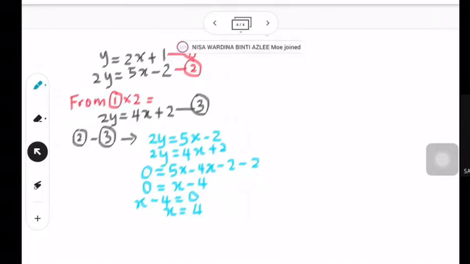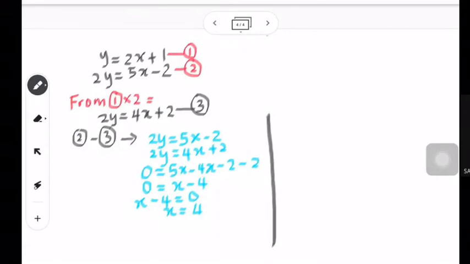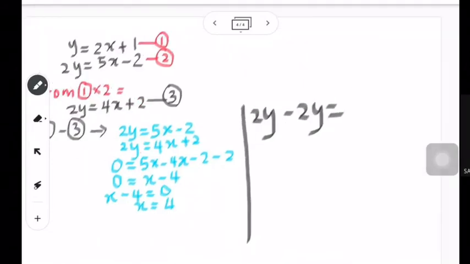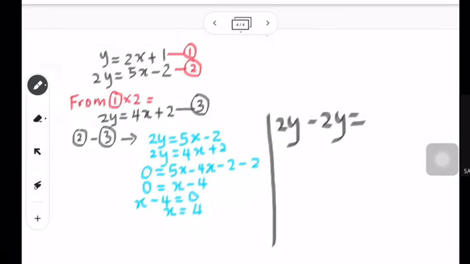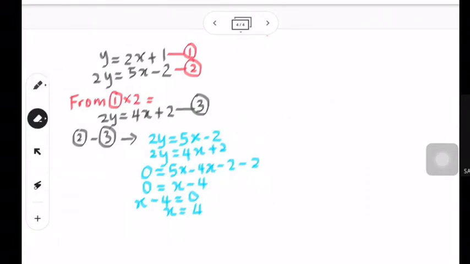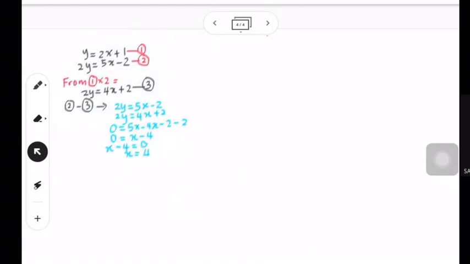Okey, cikgu buat macam ni lah. Ataupun kita boleh buat macam ni. 2y tolak 2y sama dengan equation satu lagi tu, 5y tolak 2. Cikgu guna warna lain kejap. Padam, ni masih besar lagi ni. Okey, ataupun kita boleh buat macam ni.